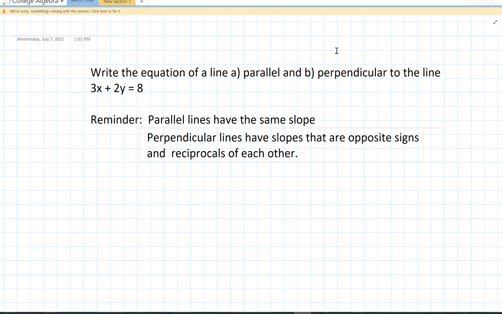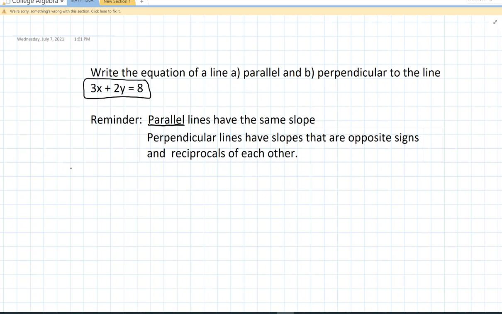So to write the equation of a line, parallel or perpendicular to a given line, the process is similar, but what we have to remember is that parallel lines are going to have the same slopes. Perpendicular lines have slopes that are opposite signs and reciprocals of each other. So one of the first things you need to do in either case is figure out what is the slope of the given line.